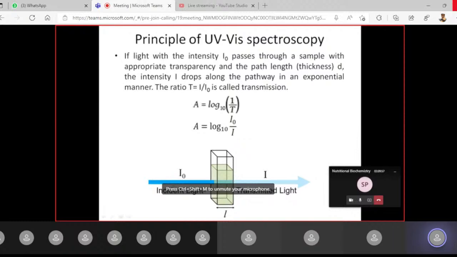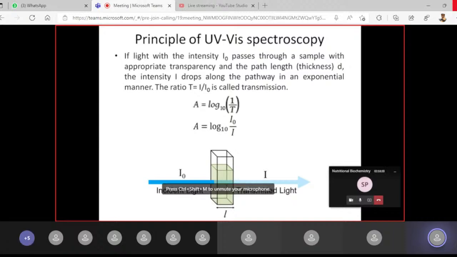So the light which is passing through your sample is incident light, and the light which is coming out after your sample has absorbed is known as transmitted light. The ratio of the incident light and transmitted light is known as absorbance. That is what you are measuring in the calorimeter. The value which you get in the calorimeter is showing the absorbance, how much of light your sample can absorb.